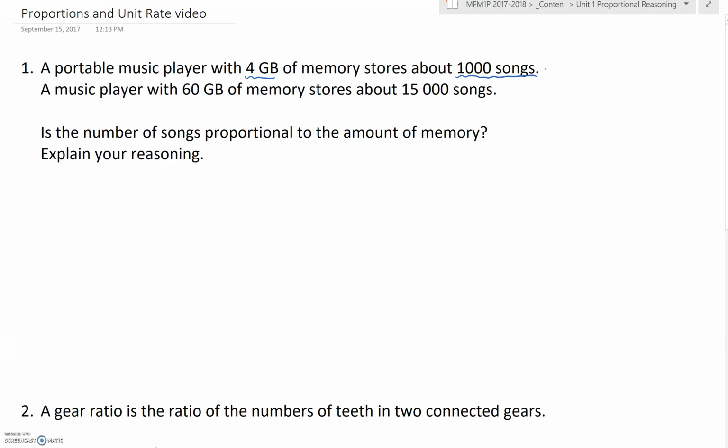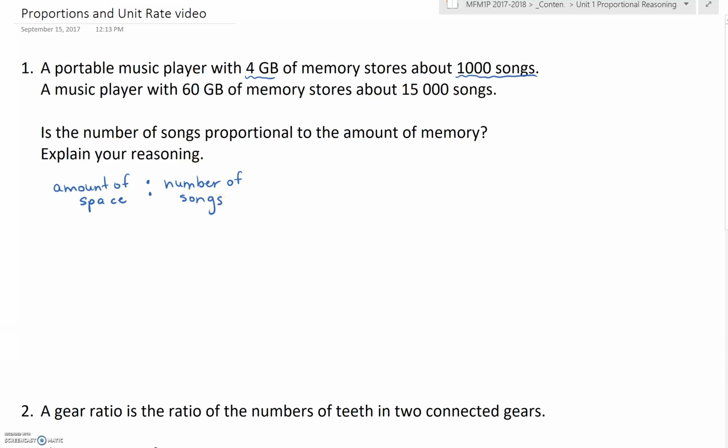So we want you guys to use words before you set up your proportion. So 4 gigabytes is the amount of space. So maybe what I'll do is just put amount of space over here. And I'm going to make my ratio using the colon. And the 1,000 songs represents the number of songs. Okay, so actually I'm going to write number of songs. So we have to use words when setting this up.